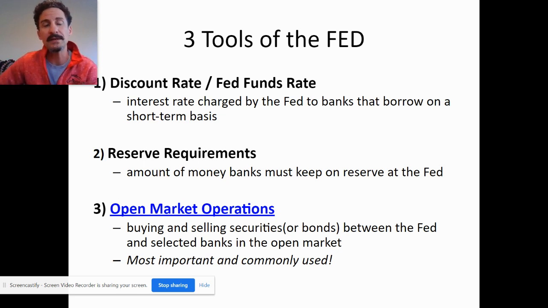Or they can do the opposite. If the economy is going too fast and it's getting dangerous, they can sell bonds to the bank at a certain percentage rate. They sell the bonds, the bank pays the Fed cash. That takes money out of the bank, and therefore the bank has less money to loan to the people that go to that bank. Less money in the economy means the economy will slow down. So those are open market operations.